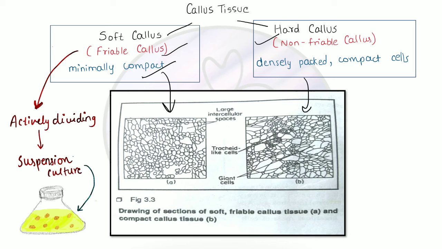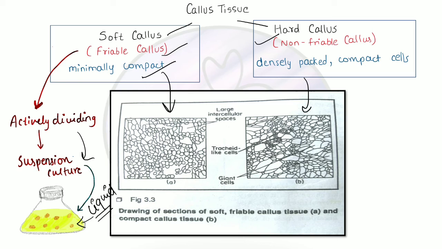It is known that the soft callus cells are actively dividing, and therefore they are used in suspension culture. They are generally used for the establishment of cell suspension culture, which are populations of rapidly growing cells in liquid media. In suspension culture, generally the media is in liquid form.